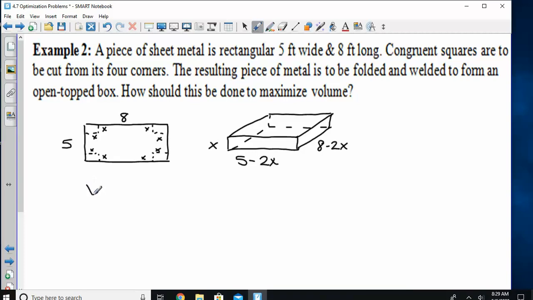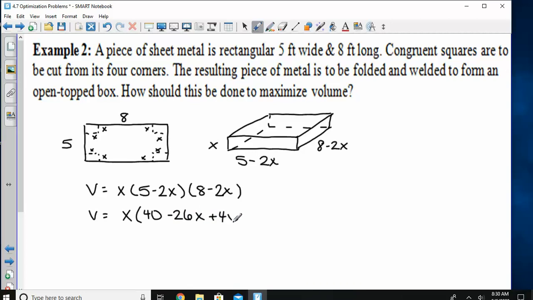So volume, how do you find volume of a rectangular box? Length times width times height. So I just multiply those together. Is everybody with me so far? I'm going to multiply this out. I'll FOIL the 2 first and then distribute. So that would be a 40 minus 10 and minus 16, so minus 26x plus 4x squared. And then distribute my x.